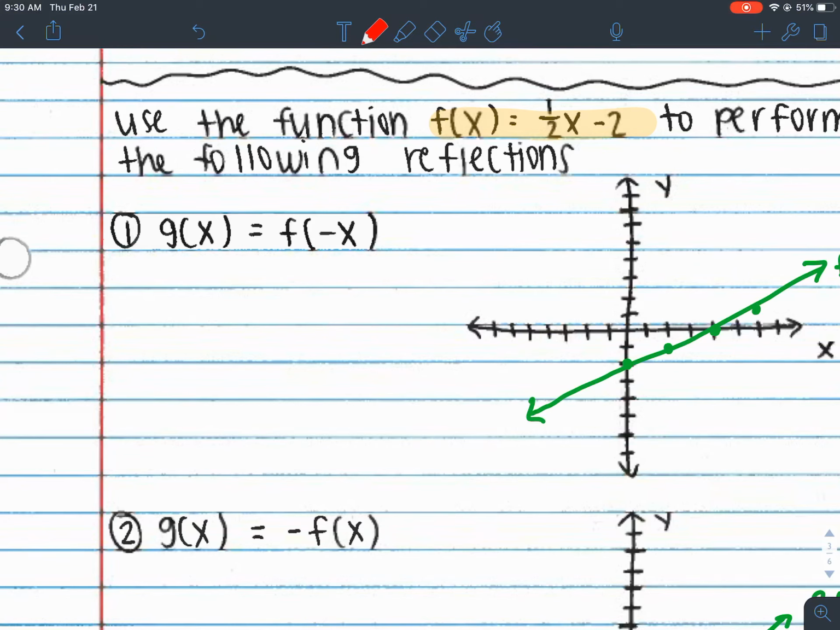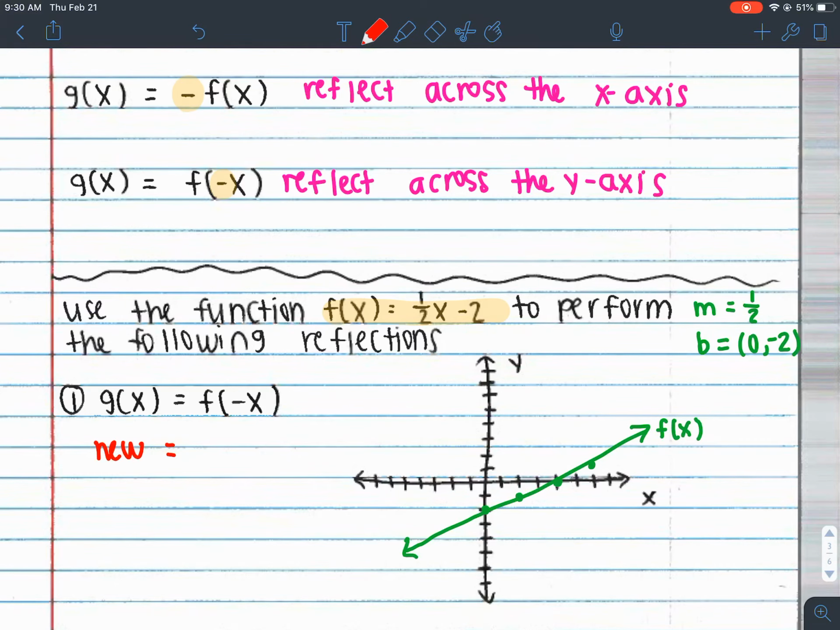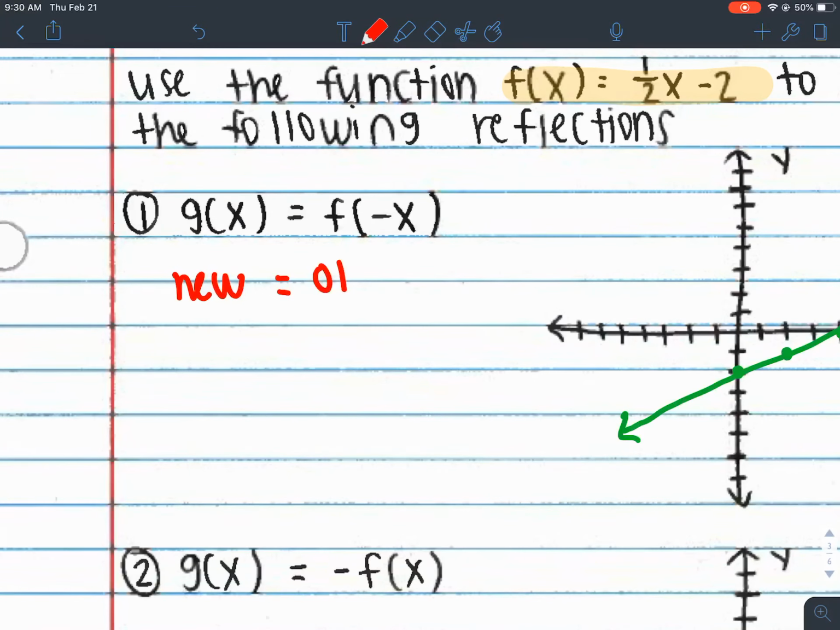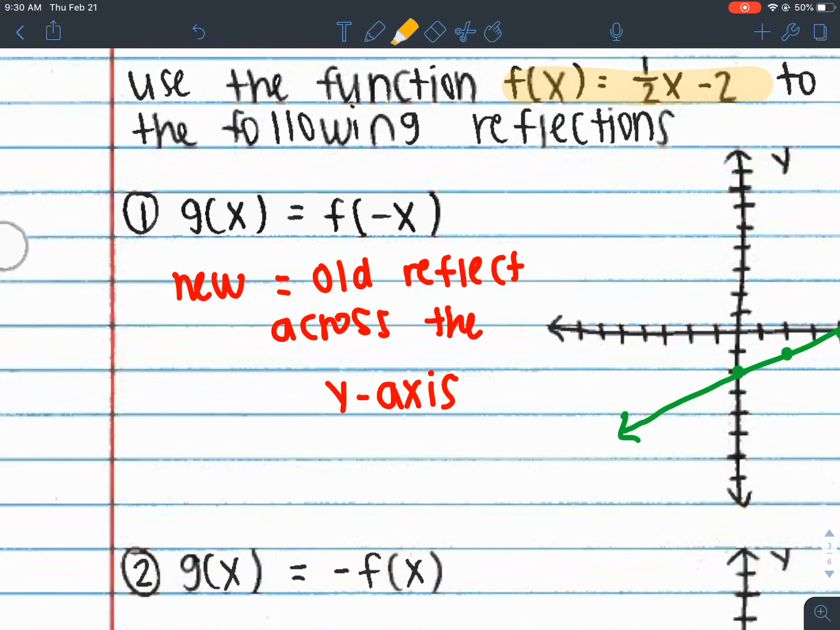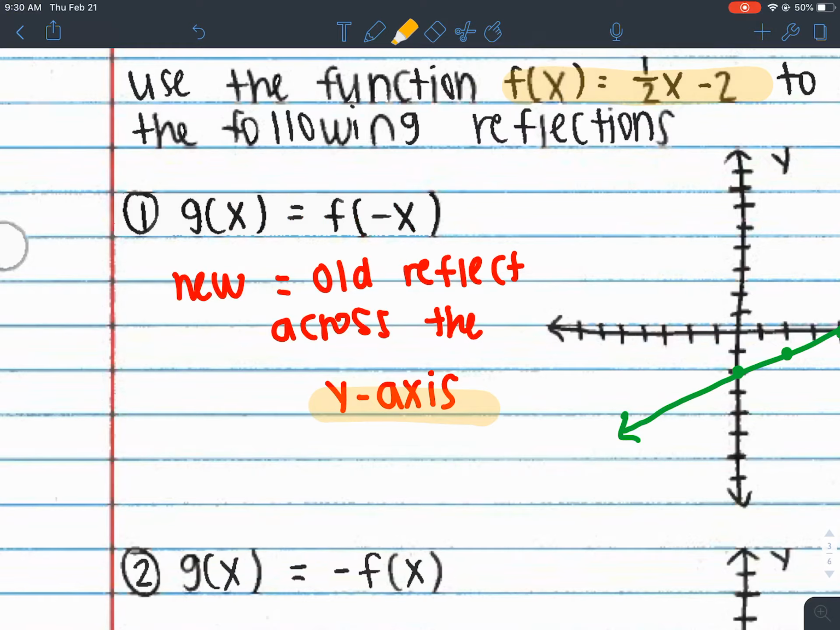Let's talk about this first one. g of x is just saying, okay, my new function. The new function is going to be my old function, and there's a negative on the inside. The negative on the inside tells me I'm going to reflect across the y-axis. So I'm going to take my old function and reflect it across the y-axis. Basically, I'm going to highlight my y-axis.